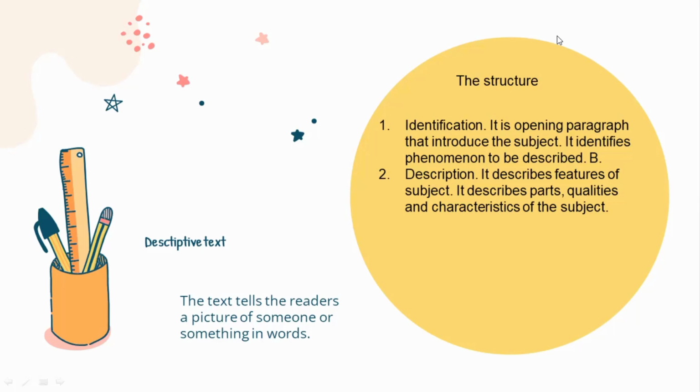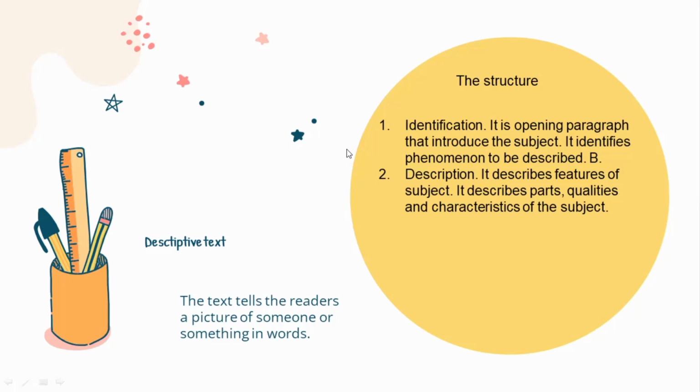And the fourth, it uses action verbs. For example, the queen lays the eggs. The fifth, it uses adjectives and compound adjectives. For example, he has a cool hairstyle. And the last, it uses adverbs. For example, he could think clearly. That's the genre analysis of descriptive text.